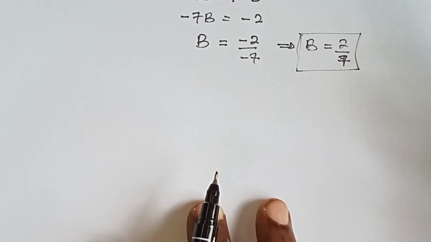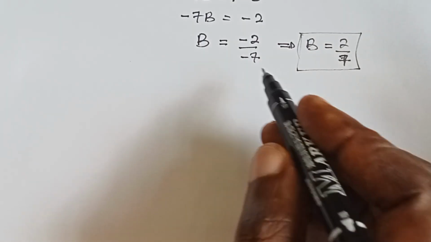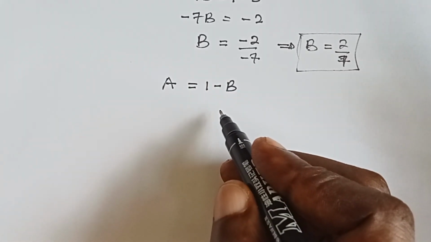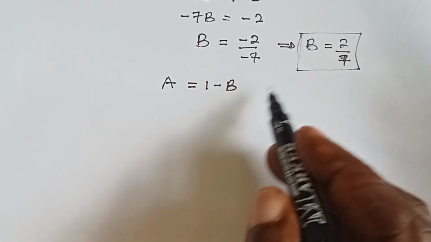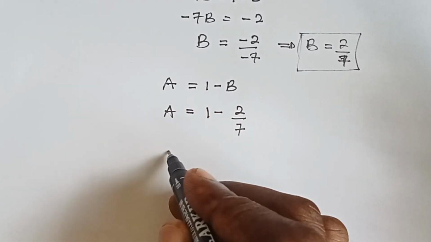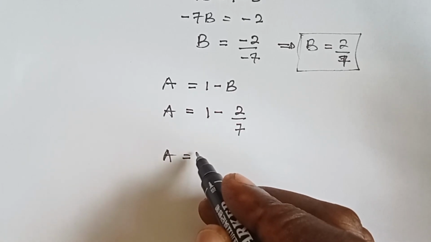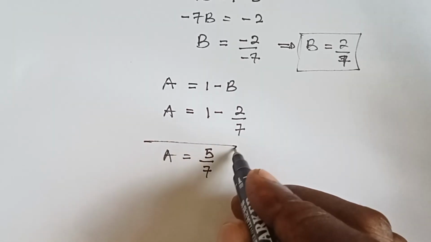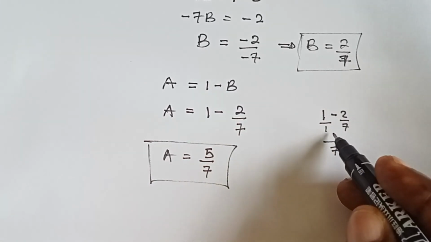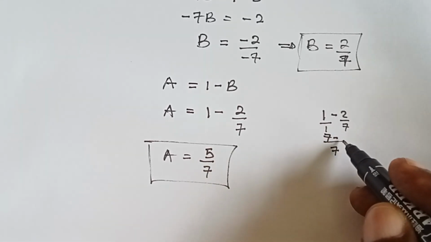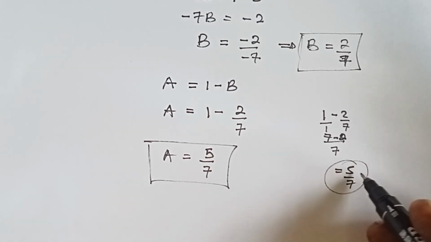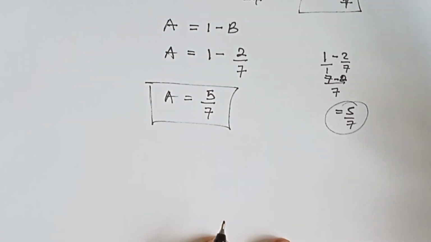Then let's find a and c. Okay, so remember from equation 1, we say a equals 1 minus b. And then since our b is 2 over 7, we can write a equals 1 minus 2 over 7. And then that is the same thing as 5 over 7. Okay, so a equals 5 over 7. For 1 minus 2 over 7, the LCM is 7. How many 1s can we see? 7. 7 over 7 is 1, times 2 is 2. And then it gives us 5 over 7. And that is a.